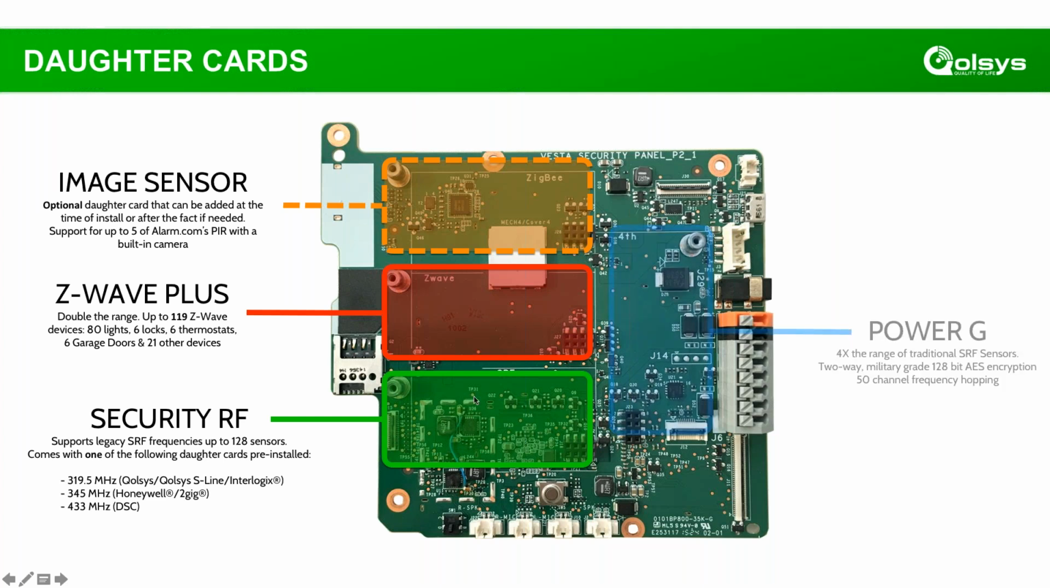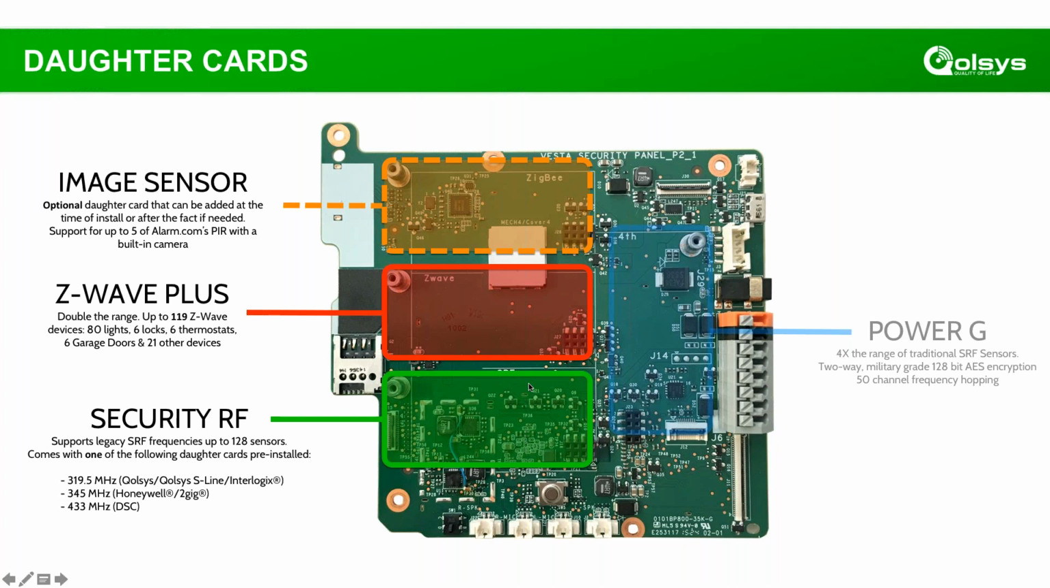So this first card on the bottom, on our main panel, is an S-Line radio, right? This is the radio that speaks to your security sensors. S-Line is an encrypted version of the 319.5 frequency. With the S-Line radio, this panel will speak to all GE or Interlogix sensors, and it will speak to our encrypted S-Line sensors, and S-Line stands for secure line. And this radio supports up to 128 zones, so plenty of room for a big install.